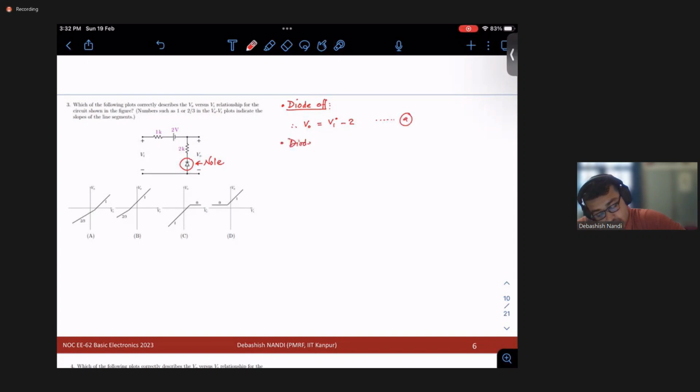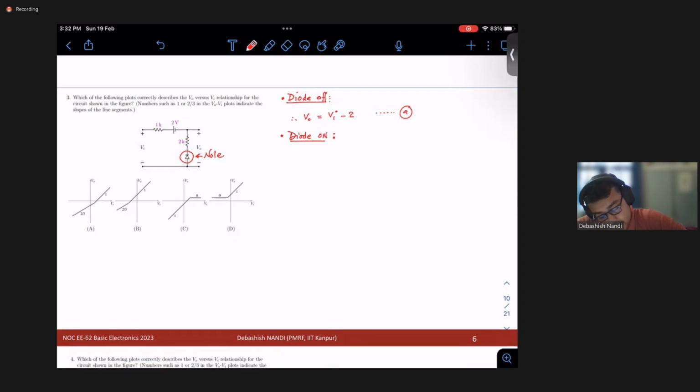And your diode is on, right? Now the question is, when will your diode be on? Your diode will be on when your this voltage VD will be, let's define it the other way, it will be easier for you to understand. This VD will be greater than 0.7 volt, right?